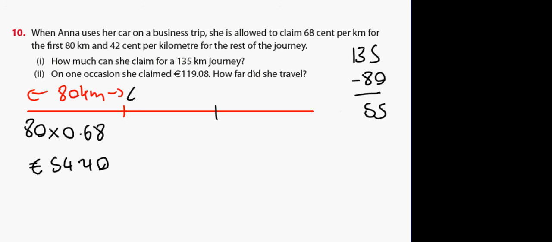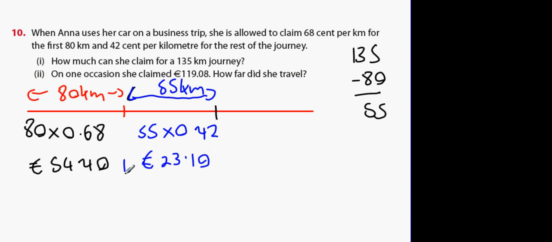So you're going an extra 55 kilometers. We're going to put the 55 kilometers in blue. What you're going to do is multiply 55 by 42 cents, and what you get here is €23.10. Now all you have to do is add them together, and you get €77.50. How many people got that? Okay, well done. Decent amount of people.